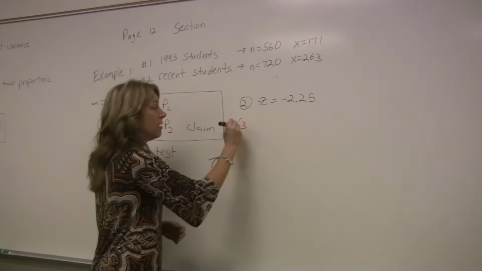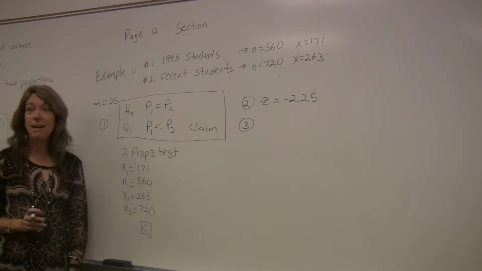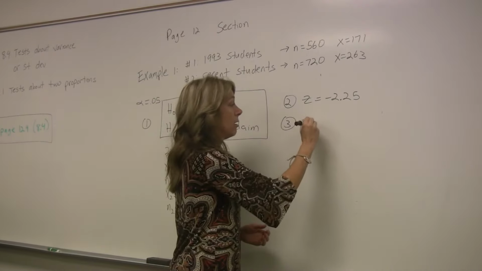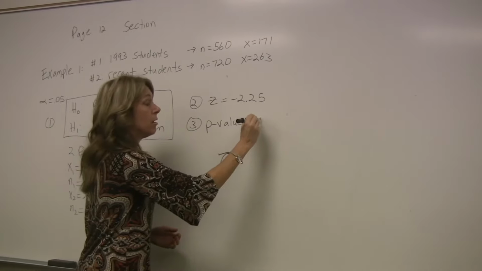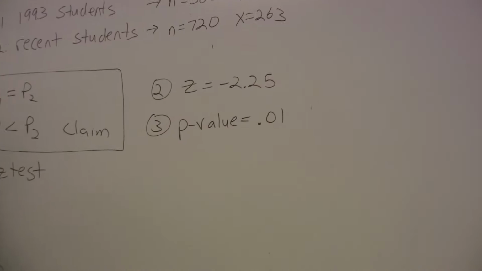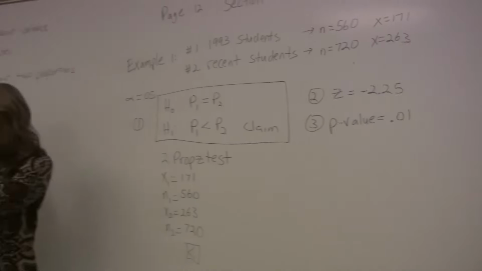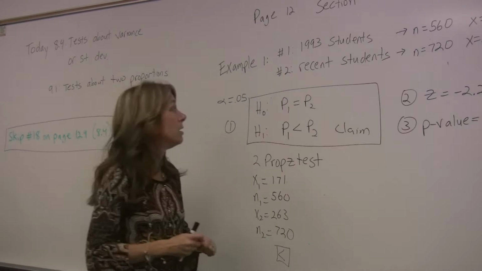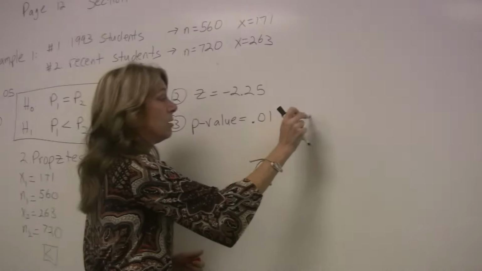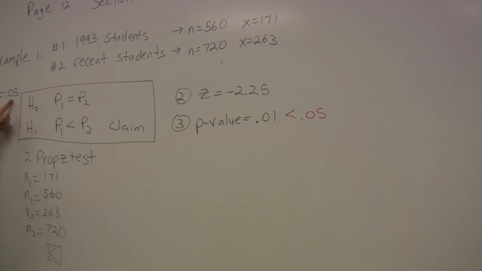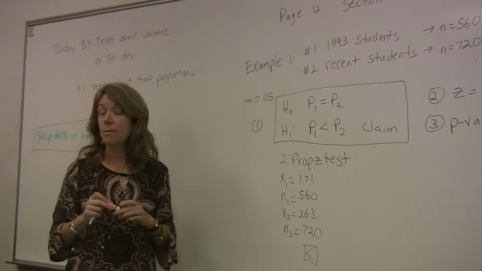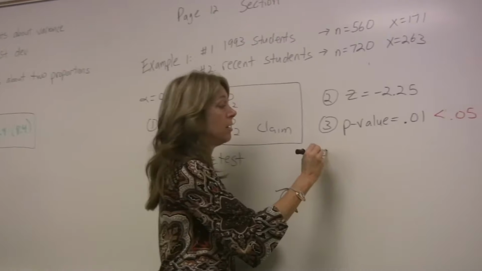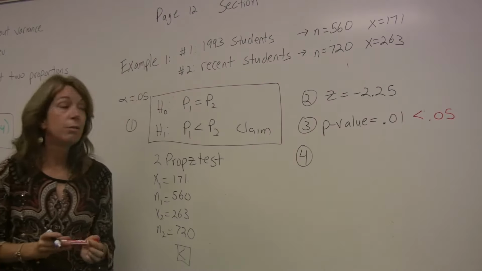What do I want for step 3? The p-value, I've got it right in front of me, right? Remember the calculator just calls it P. 0.01. Less than alpha, he says. Alpha was over here. So our conclusion about H0: reject H0.